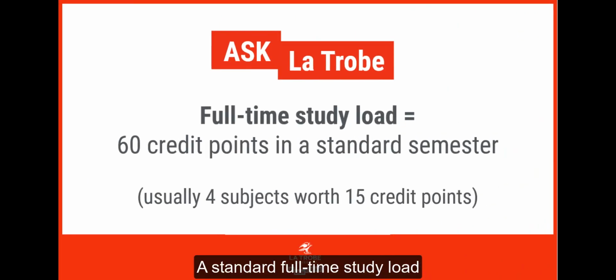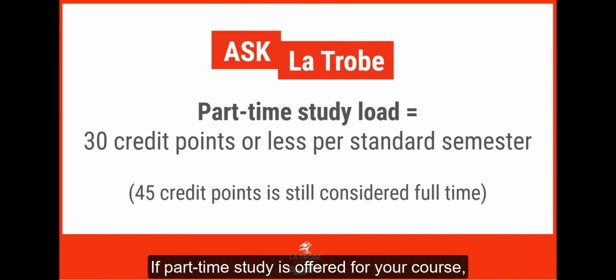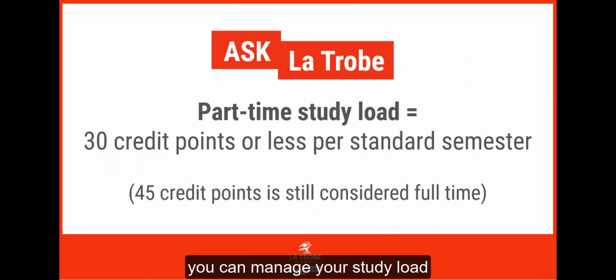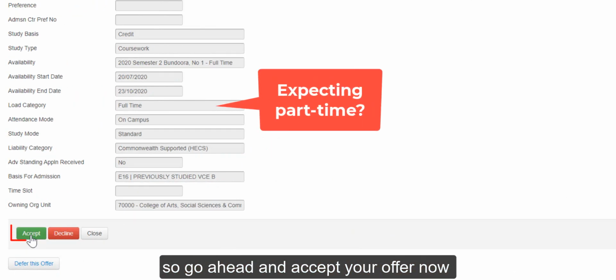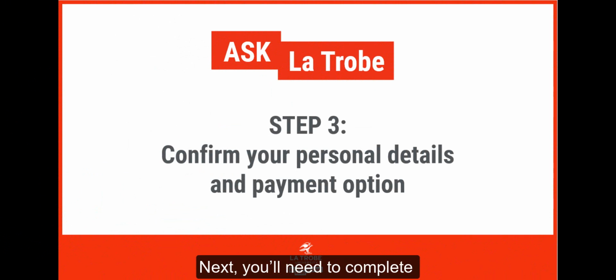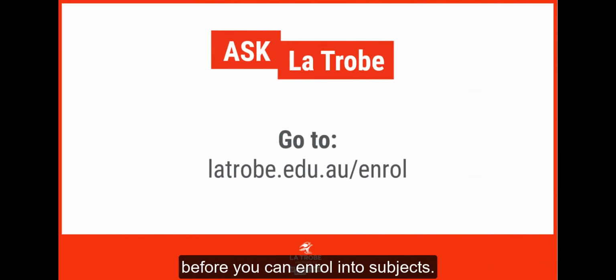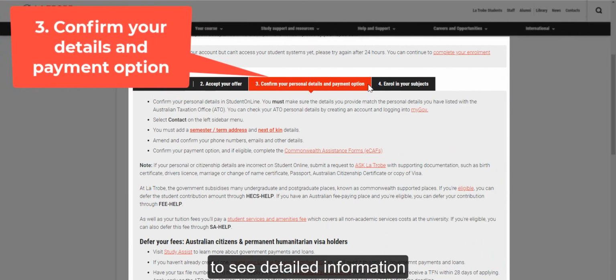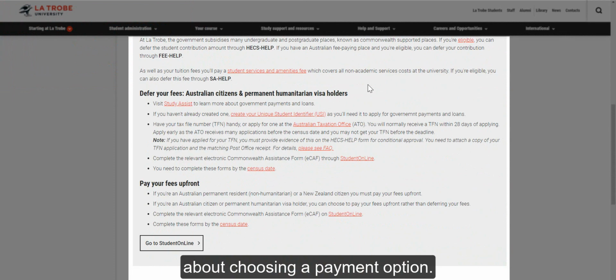A standard full-time study load is 60 credit points over a semester. If part-time study is offered for your course, you can manage your study load through how many subjects you enrol into. So go ahead and accept your offer now, even if it says full-time. Next, you'll need to complete some personal details and select your payment option before you can enrol into subjects. Return to the same webpage and click tab number 3 to see detailed information about choosing a payment option.